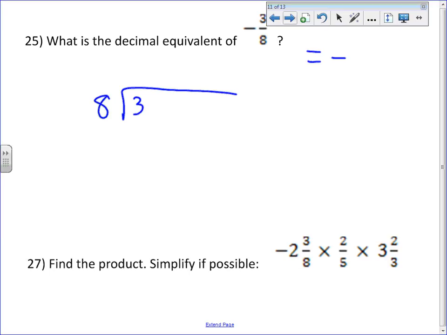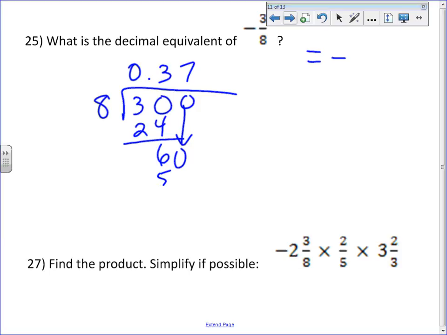8 goes into 3, 0 times, add a decimal and a 0. 8 goes into 30, 3 times. 24, subtract, we get 6. Add another 0, bring it down, 8 goes into 60, 7 times. You get 56, subtract, you get 4, add 0, bring it down, 40. 8 goes into 40, 5 times. We're done. Negative 0.375.